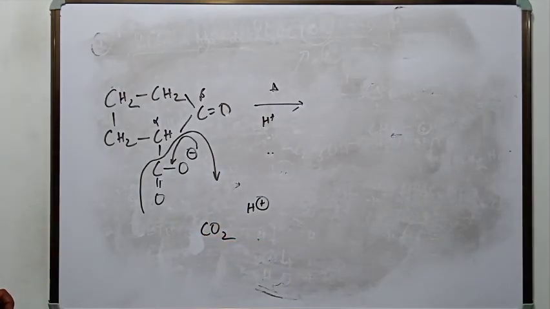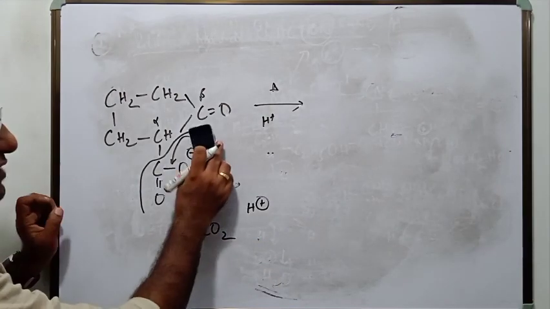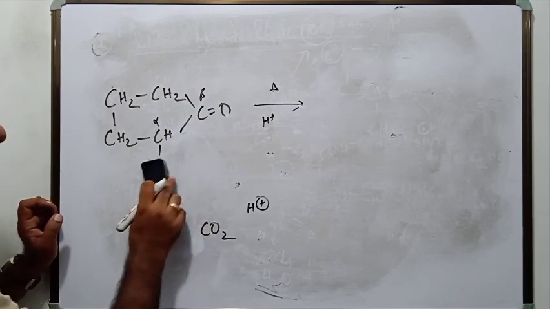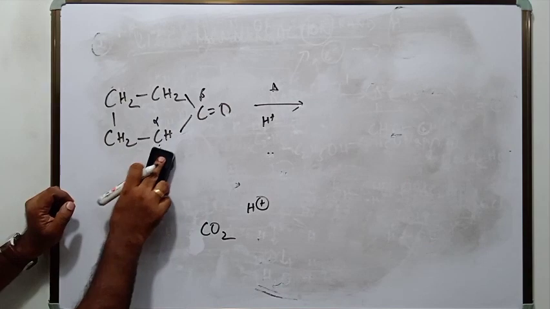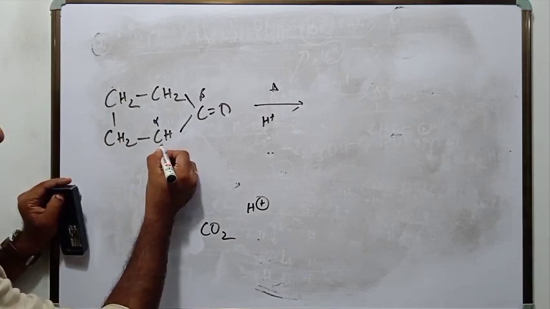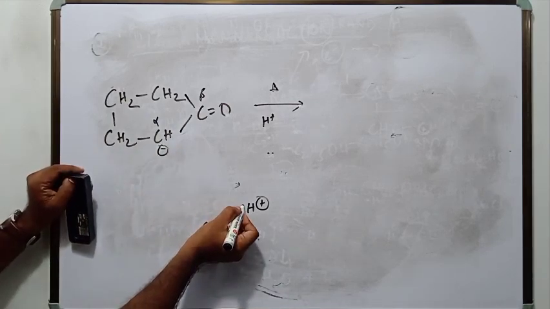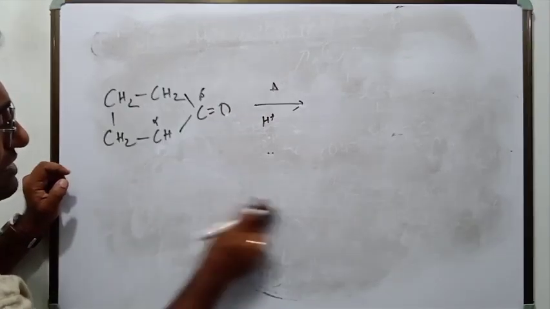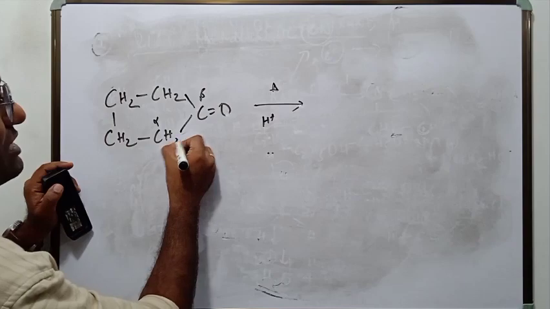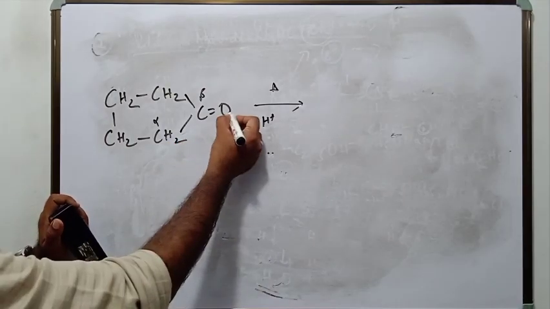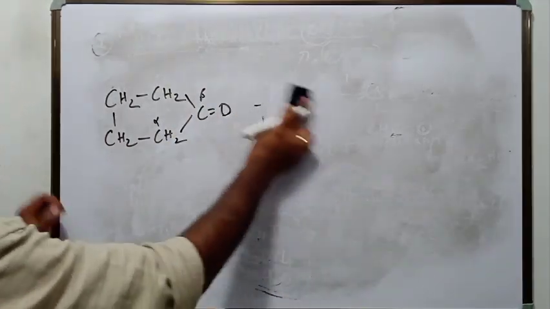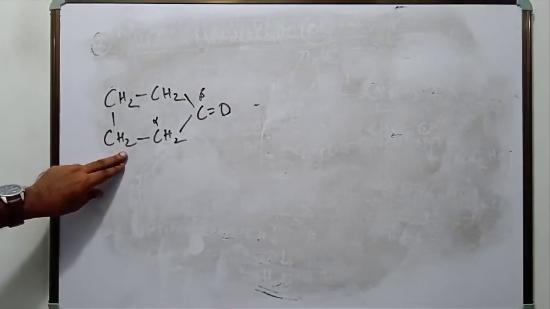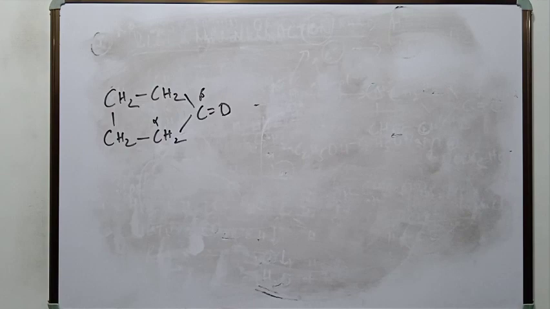When this CO2 is split off, this electron pair is left, right? So this side becomes negative. This CH becomes negative. To this negative CH, H goes and attaches, and what results is CH2. So that is the product of the third step. A cyclic ketone is formed.